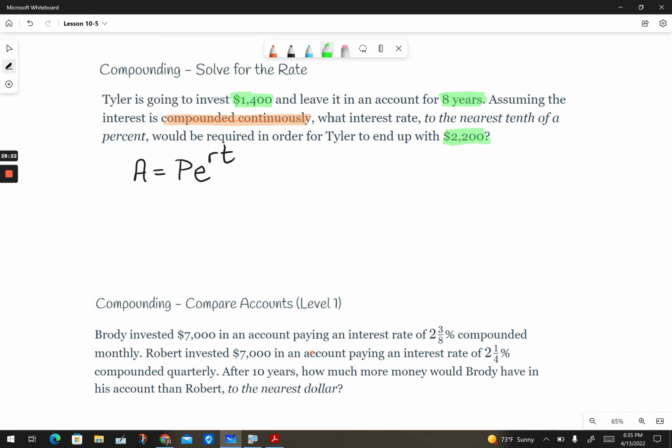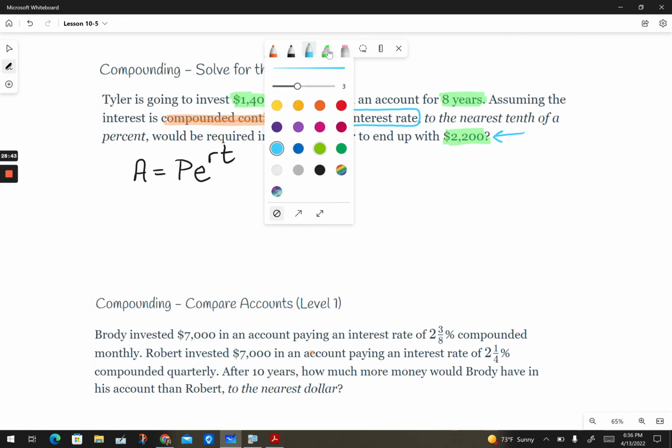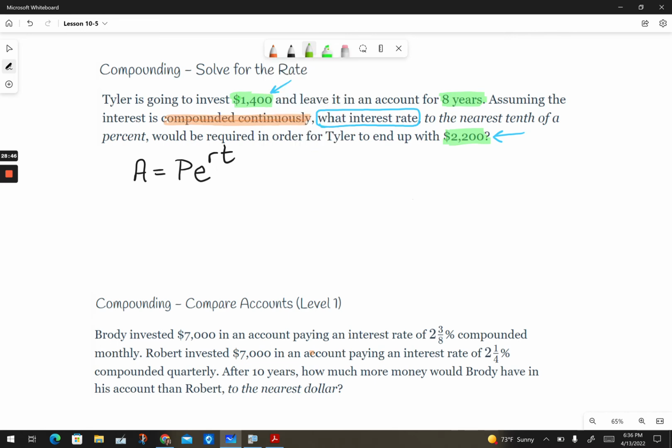For r, r is what we're looking for. Okay, so r is our unknown. Our A is our final amount, which is $2,200. Our initial principal amount of investment was $1,400 times e. It's like an invisible times button here, times e to the r, which is what we're looking for, times t, which is 8.